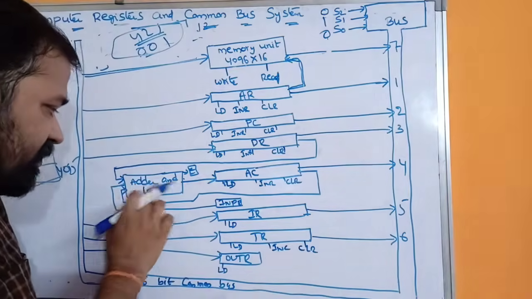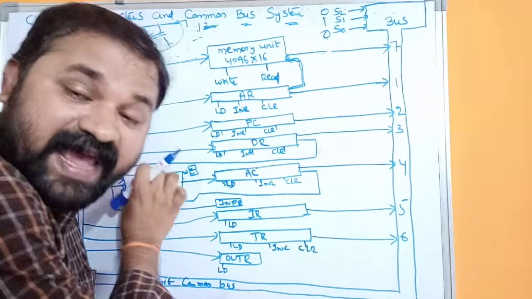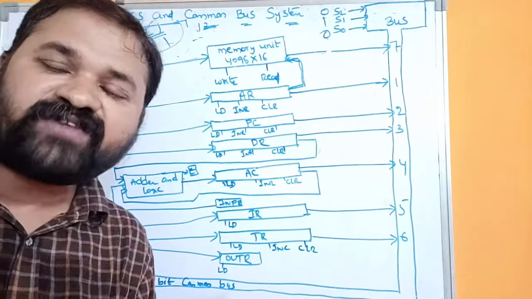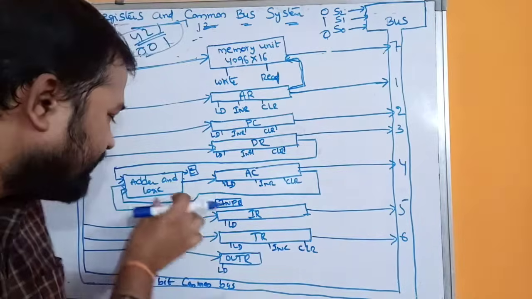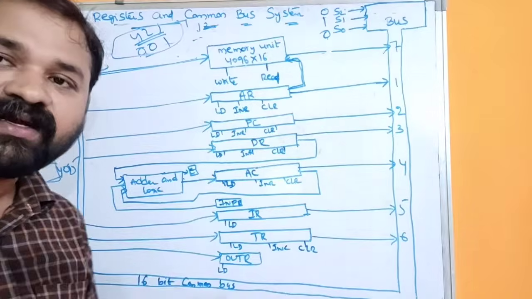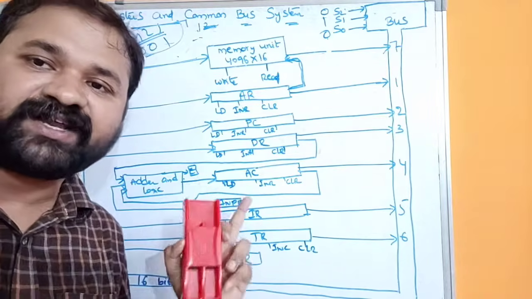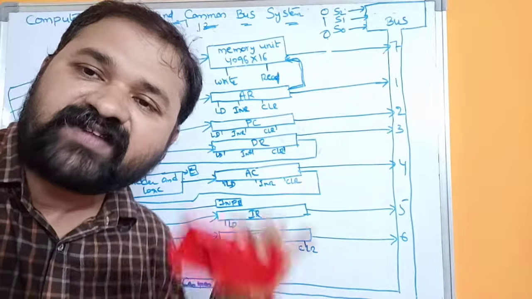Now let's see here. Here we are using adder and logic. This is nothing but ALU. We know what is the use of ALU. It performs operations. For that, it is getting data from the data register and accumulator. So the adder and logic circuit, that is ALU, gets data from the data register as well as the accumulator.